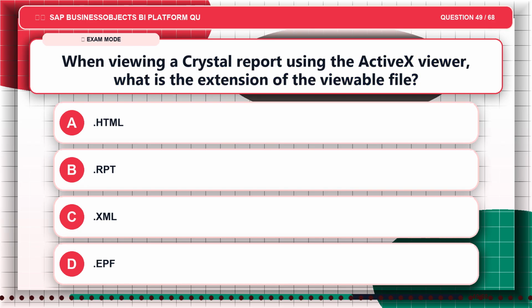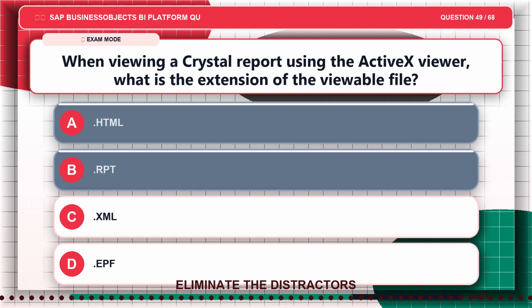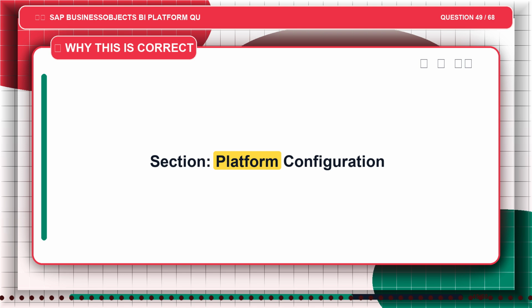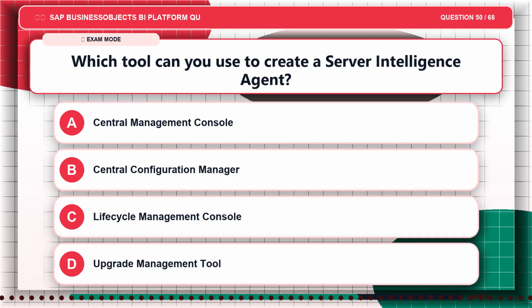Option A. HTML. Option B. RPT. Option C. XML. Option D. EPF. The correct answer is option D. EPF. Section, Platform Configuration. Question 50.